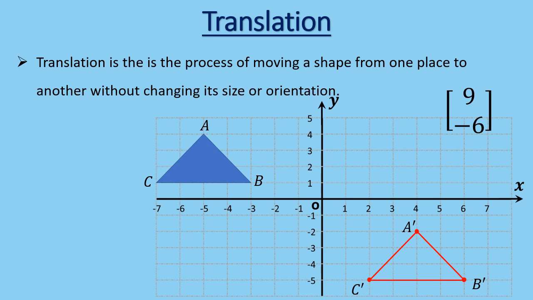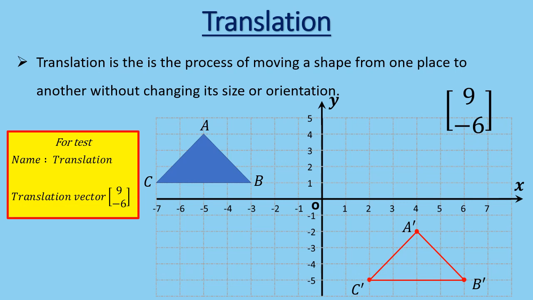Finally, when asked to describe a translation transformation in a test, you must state that the transformation is a translation and provide the column vector describing the movement.